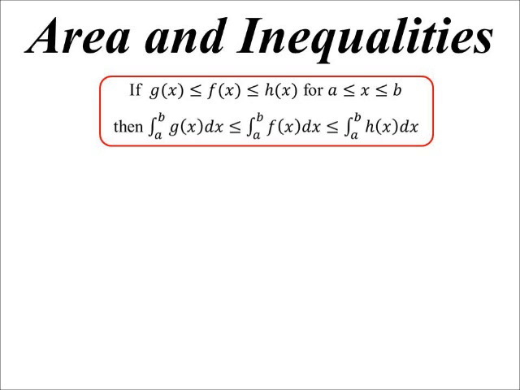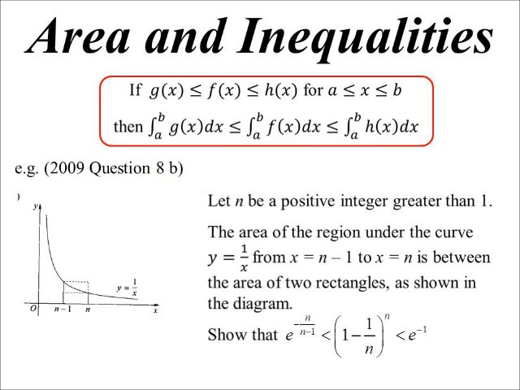Okay? If you've got 3 curves, the first curve I've called G, the second curve F, the third one H, and G is always less than F is always less than H. So in other words, you're looking at the picture and they never intersect with each other between A and B, but G is always below F is below H. Well, therefore, the integral must also be in that same order because the area underneath would also go in that way. So we're going to have a look at this HSC question.